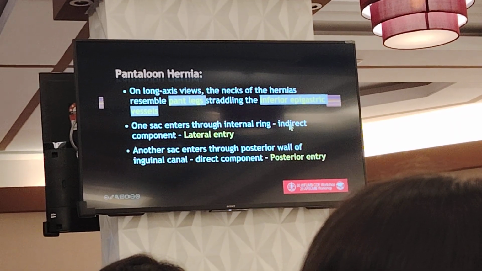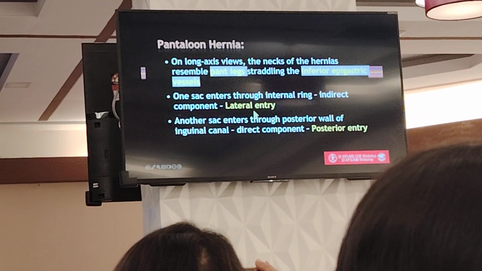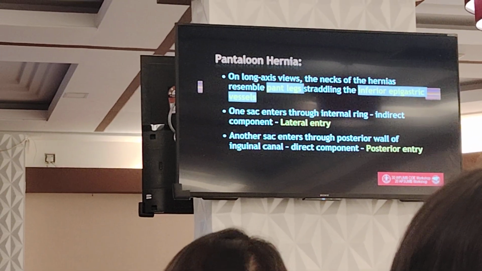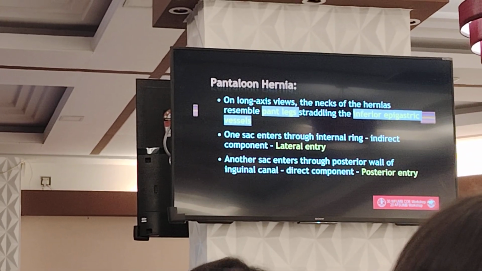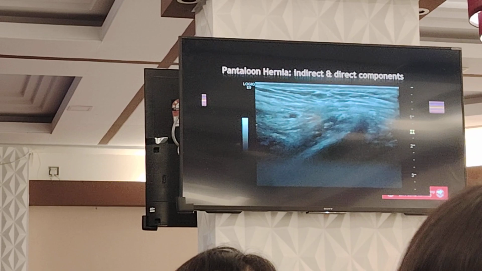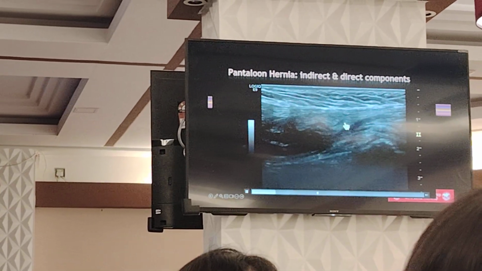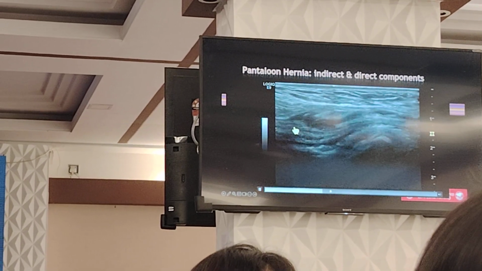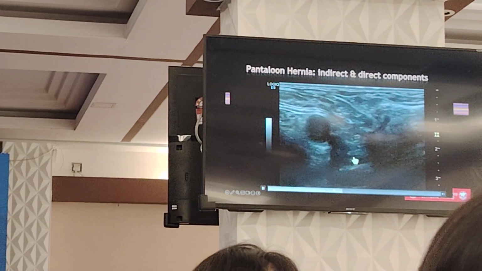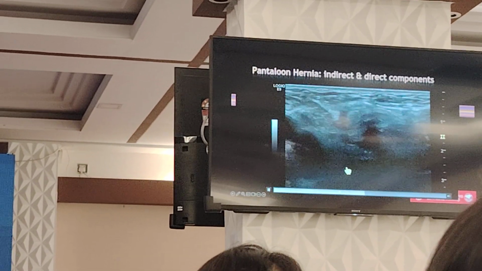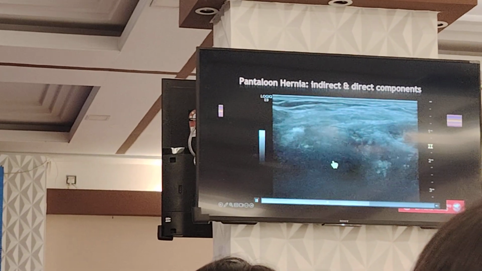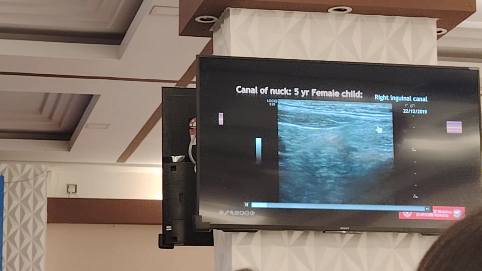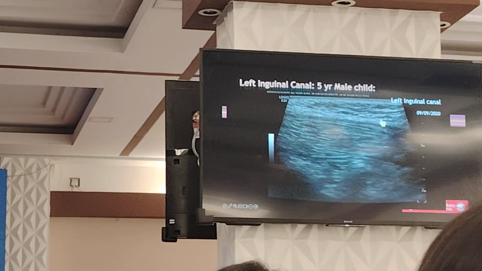To remember, the indirect component enters through the lateral part of the inguinal canal, meaning lateral entry is observed, and for the direct inguinal hernia there is posterior entry of the sac. So this is the clip where we see lateral entry, and if we move forward, there is a posterior entry of the sac. That way we demonstrate canal of Nuck hernia. Accordingly, it can occur. This was a 5-year female child. This is a 5-year male child.